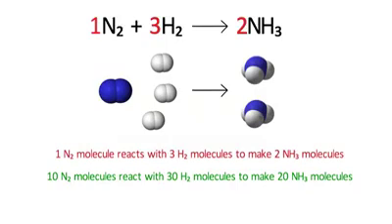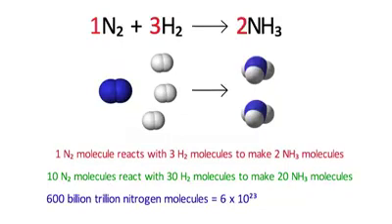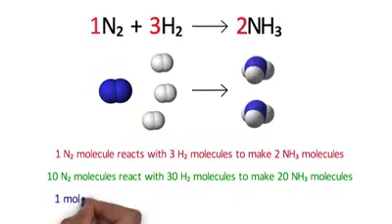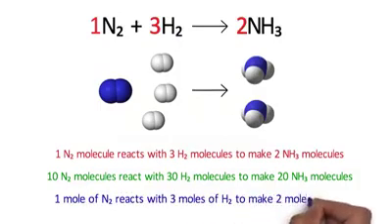So, let's talk about a large amount of nitrogen. The air you breathe in every minute when you are walking contains approximately 600 billion trillion nitrogen molecules, which is equal to 6 times 10 to the 23rd. Does that number look familiar? Yes, we're talking about 1 mole of nitrogen. And 1 mole of nitrogen will react with 3 moles of hydrogen to make 2 moles of ammonia. Where am I getting those numbers? They are the big numbers in front of the chemicals.